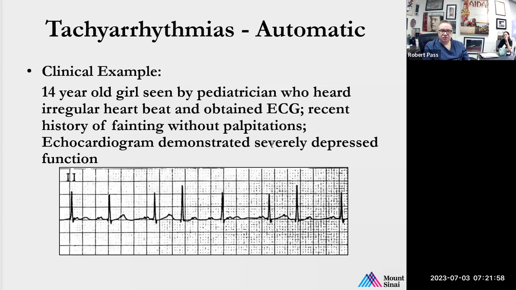So this is a rhythm strip of a 14-year-old girl seen by the pediatrician who heard an irregular heartbeat and obtained this electrocardiogram and had a recent history of fainting and is not complaining of palpitations. And when we performed an echocardiogram, it demonstrated severely depressed function. And so what we're seeing here is a lot of P waves at a very fast rate, a rate of about 150 or faster. And there are some that are not conducting because they're occurring so quickly after the QRSs.